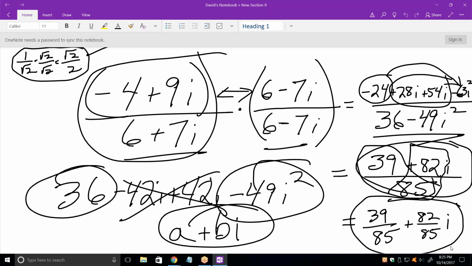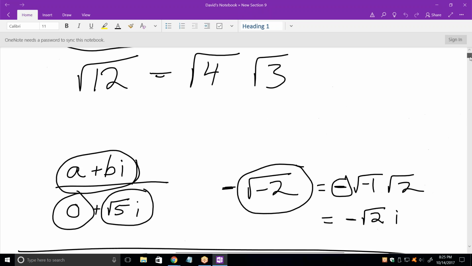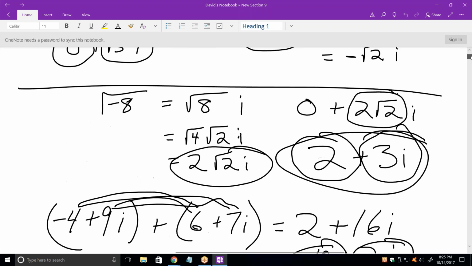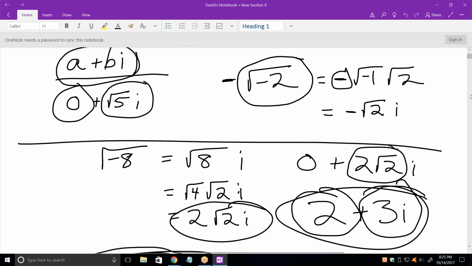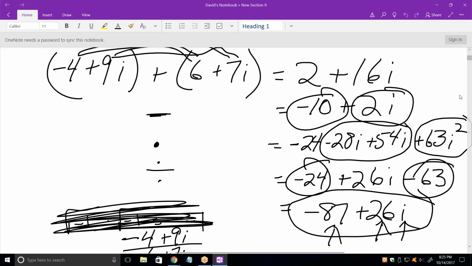So, what was the a plus bi answer for the original problem? Well, we didn't have any A's. In other words, here, hold on, let me get it. I got it here. Here's the original problem. We had minus 4 plus 9i plus 6 plus 7i. When we added those together, that was our answer.